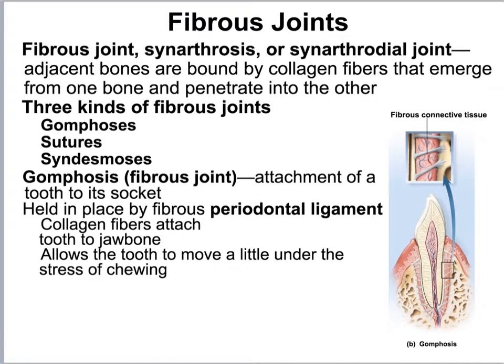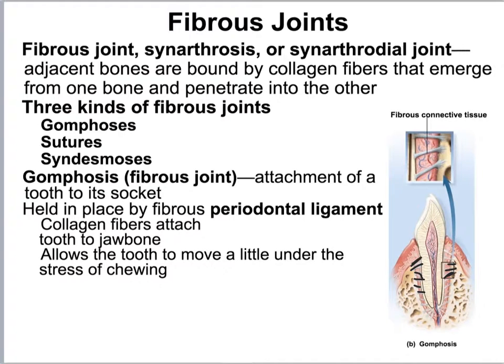Gomphoses, these are sort of the odd man out. This is the attachment of a tooth to a bone, usually the tooth socket, and it's being attached by fibrous connective tissue, dense, regular fibrous connective tissue, called periodontal ligaments, which you can see here. It's a periodontal ligament. That there. These are all periodontal ligaments that are connecting the tooth to the bone around it.